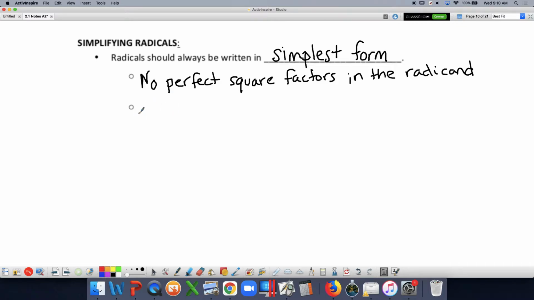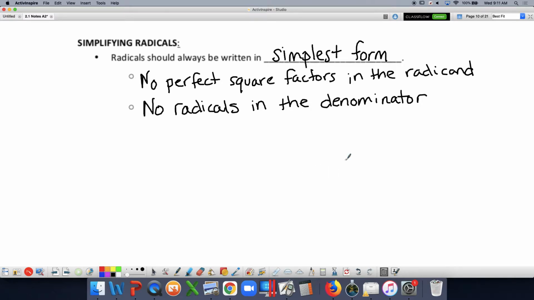And one thing, the world comes to an end if there are any radicals in your denominator. So we cannot have any square roots in the denominator. We have to get rid of them. The denominator is the bottom part of the fraction. That is correct.